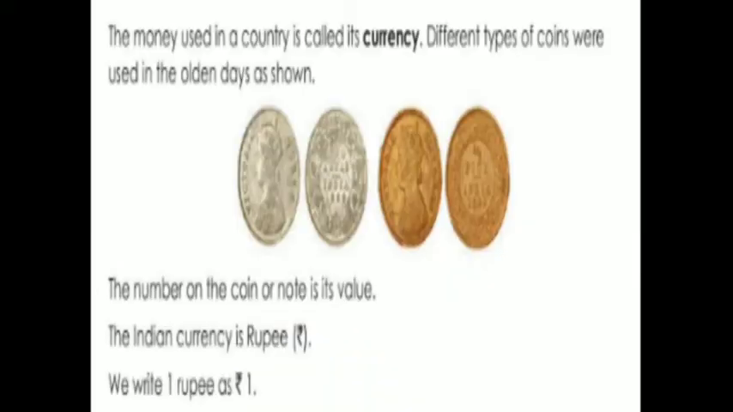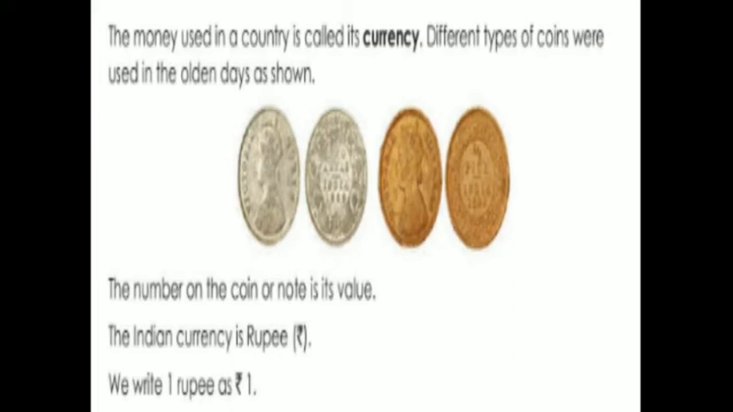The money used in a country is called its currency. Different types of coin were used in the olden days as shown. So children, each and every country has its own currency. So in India, the currency which we use is called rupee. What is it called? Rupee. And we write rupees as shown in the picture.